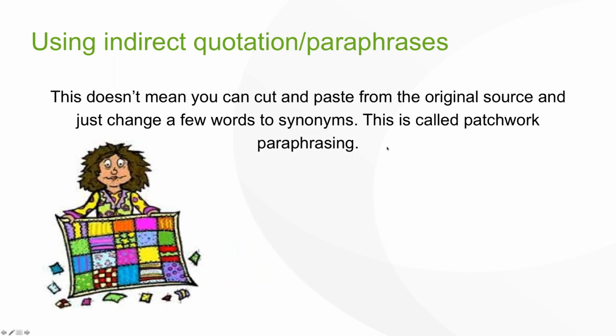Using indirect quotations or paraphrases doesn't mean that you can just cut and paste from the original source and just change a few words to synonyms. What that means is you're using similar words. Because this is called patchwork paraphrasing, and it can be picked up in a plagiarism checker. So what you need to do is look at it as part of text, maybe a sentence, for example, and rewrite it in your own words, but make sure that the original intent is not taken away from.